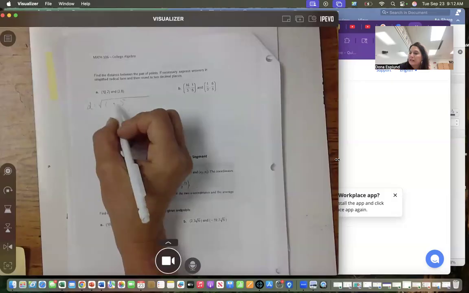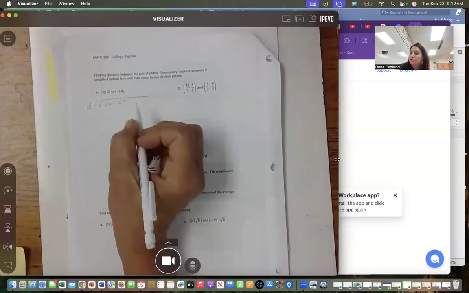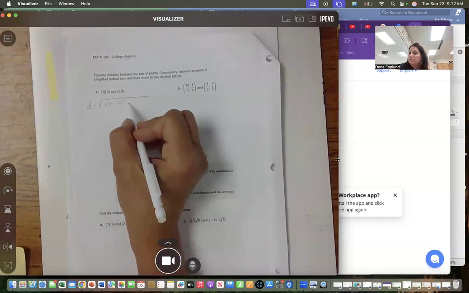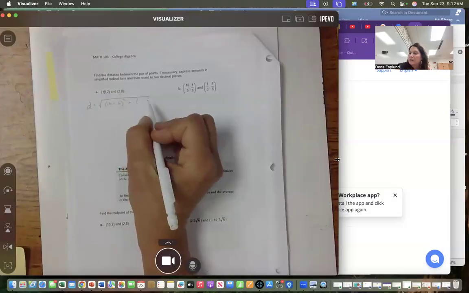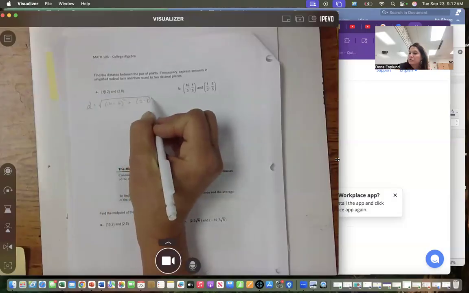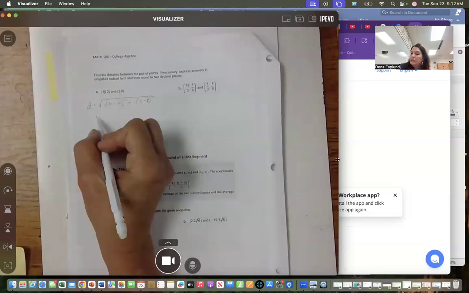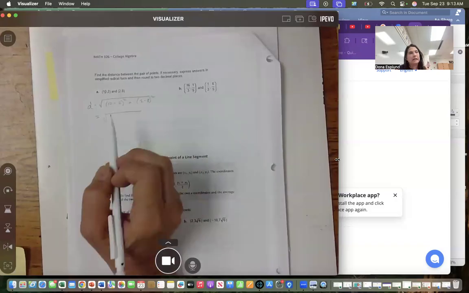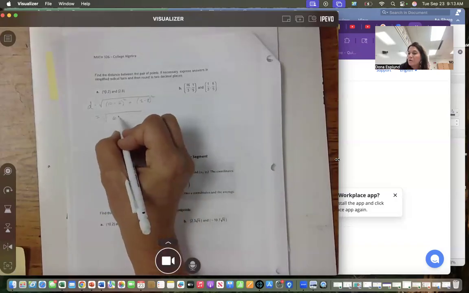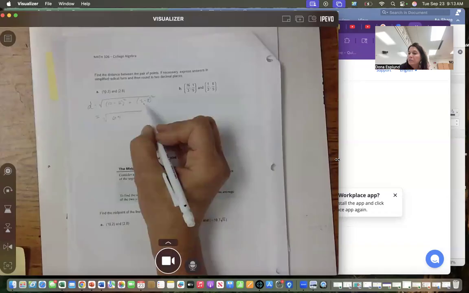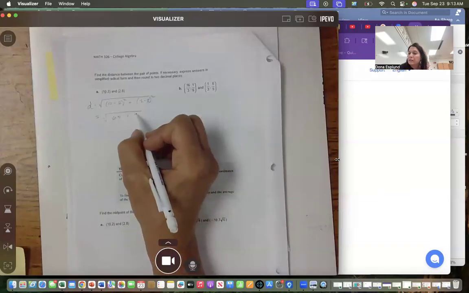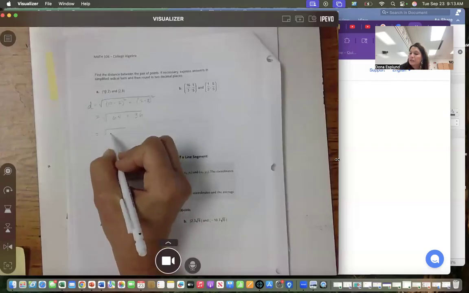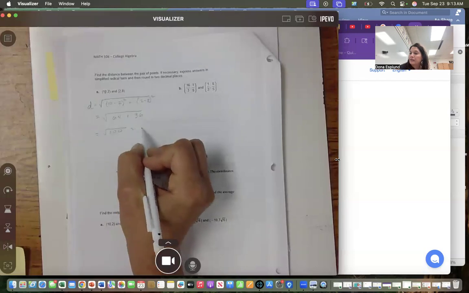If I start over here with 10, so I go 10 minus 2, those are the two x values I'm subtracting. I'm going to take that expression squared, plus, I'm just going to keep it the same, 2 minus 8 expression squared, and then take the square root of all of that. So 10 minus 2 would be 8. 8 squared is 64. And then 2 minus 8 would be 6. Squared, that would be 36. And then I have the square root of 100, and that is going to be 10.